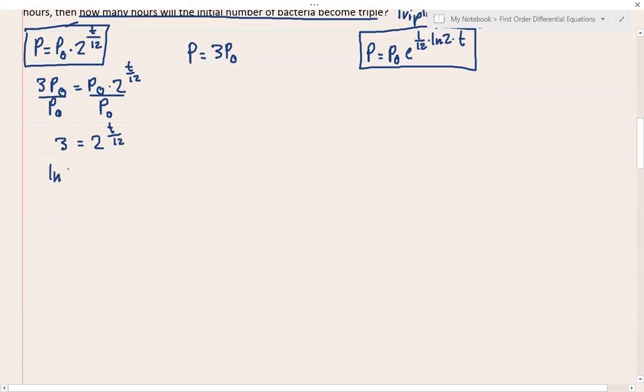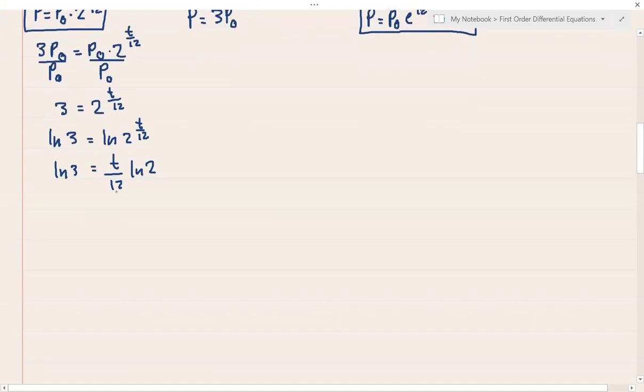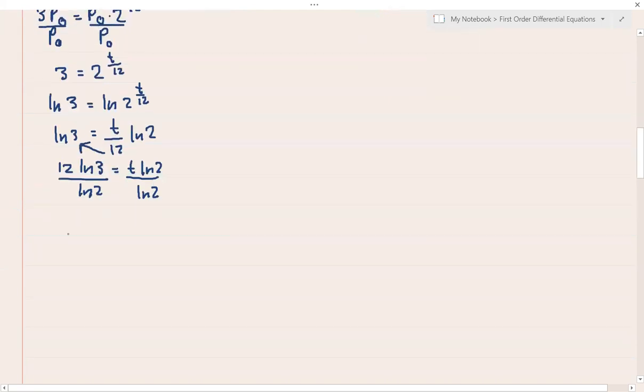In here, I can apply ln on both sides. So ln of 3 is equal to ln of 2 raised to t all over 12. The exponent of 2, I'll put in front, so it becomes t all over 12 times ln of 2. First, I can cross-multiply since there's a denominator of 12. I multiply 12 with ln of 3, so it becomes 12 times ln of 3 is equal to t times ln of 2. Then, I will divide both sides by ln of 2 to get the time. So it becomes 12 times ln of 3 all over ln of 2, and that is your tripling time. That's your answer here.